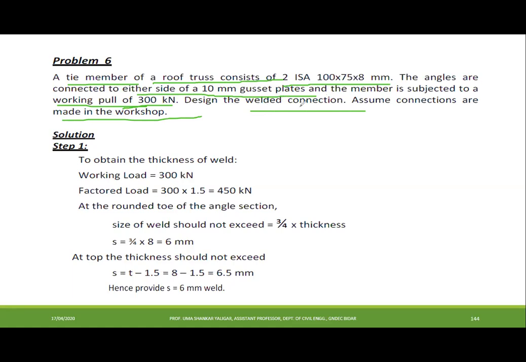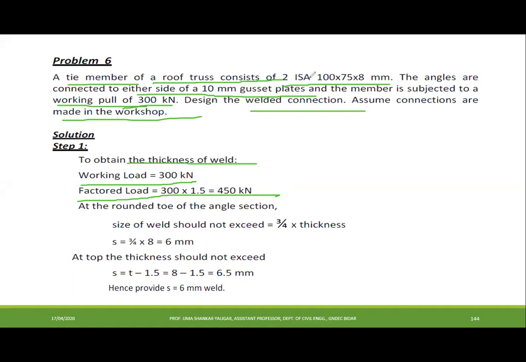Okay, welded connection problem. We first need to obtain the size of the weld because he has not given it. The working load is how much? 300 kilonewton. Factored will become 300 into 1.5, that is 450 kilonewton.